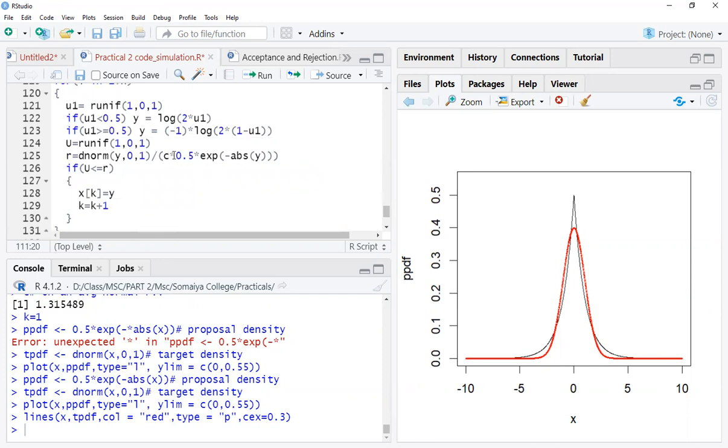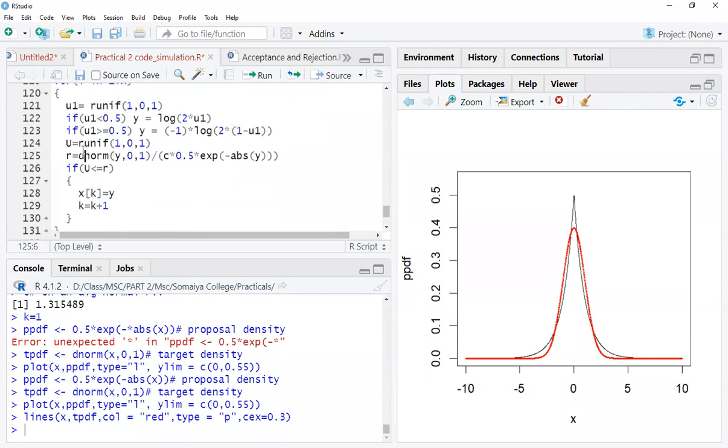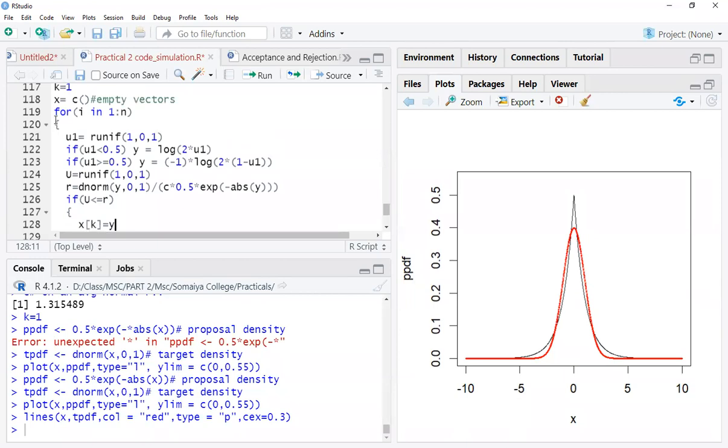I noticed this because it is your target upon C times proposal. In the proposal I saw that 0.5 is not there, so I thought maybe there's some mistake here. Once you find the ratio, check the condition: if the generated observation is less than or equal to R, then that counter will be the Y value and increase your counter. So just run this part.